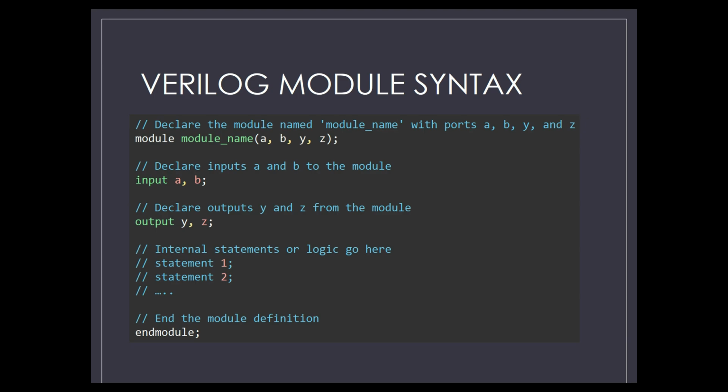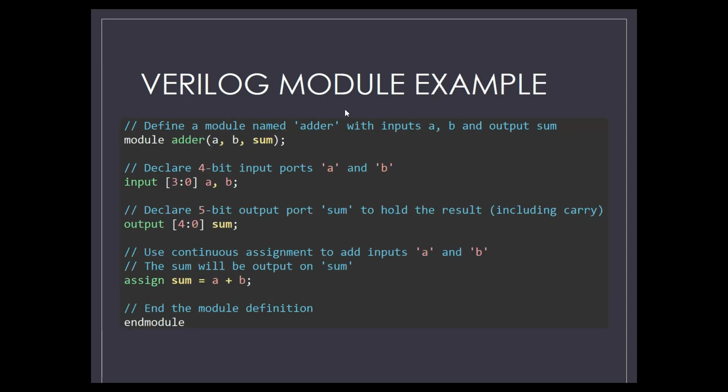How would this look in practical code? Here I have a very simple module named adder. I declare the module adder with three ports: A, B, and sum. Now I declare ports A and B as input ports. Here it is written that we are declaring A and B as 4-bit ports, 3 down to 0.